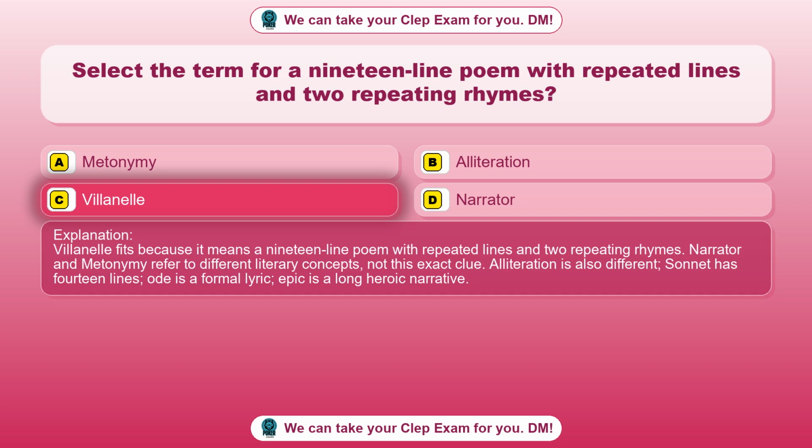Villanelle fits because it means a 19-line poem with repeated lines and 2 repeating rhymes. Narrator and metonymy refer to different literary concepts, not this exact clue. Alliteration is also different. Sonnet has 14 lines, ode is a formal lyric, epic is a long heroic narrative.